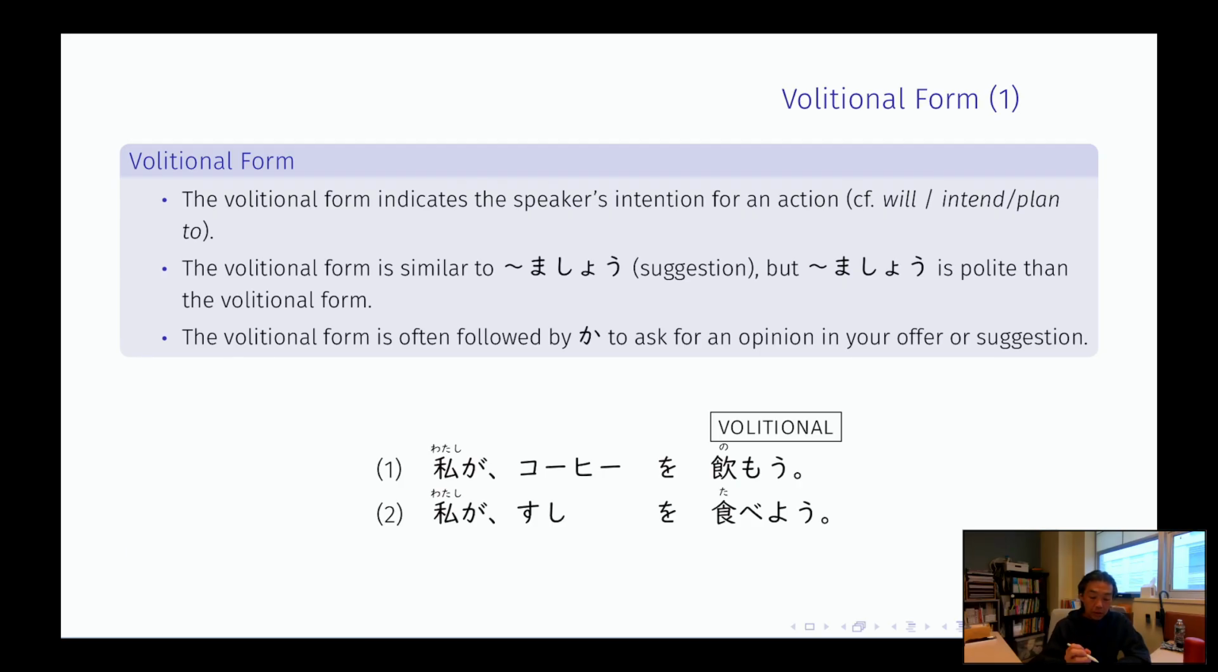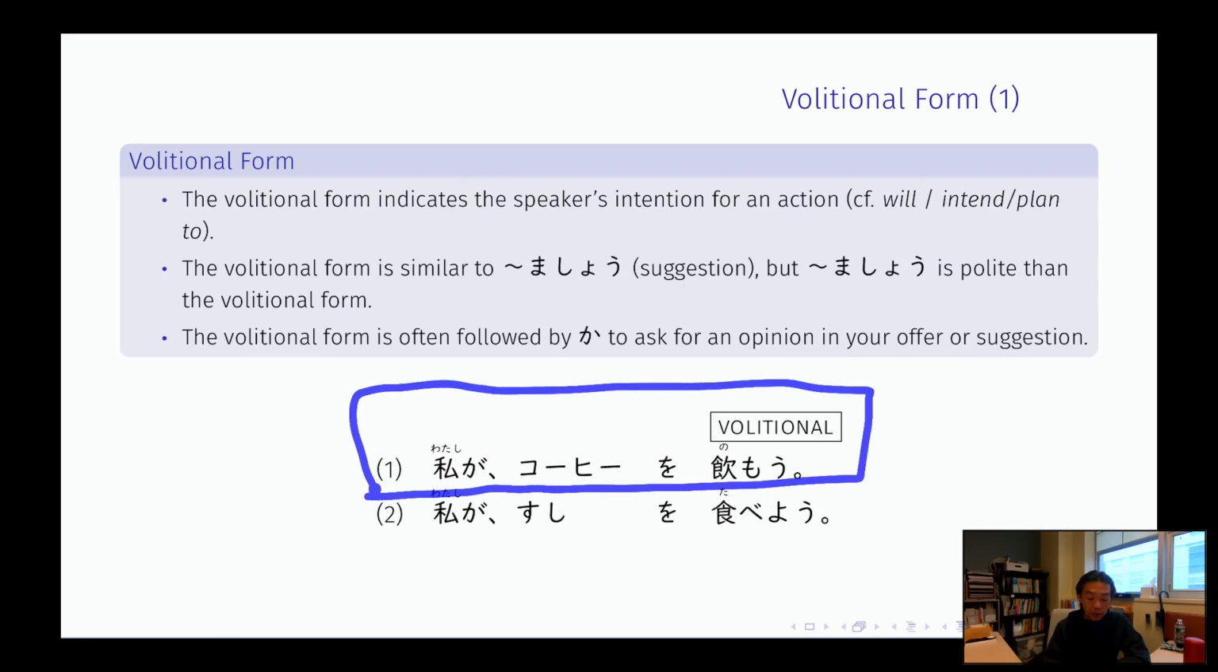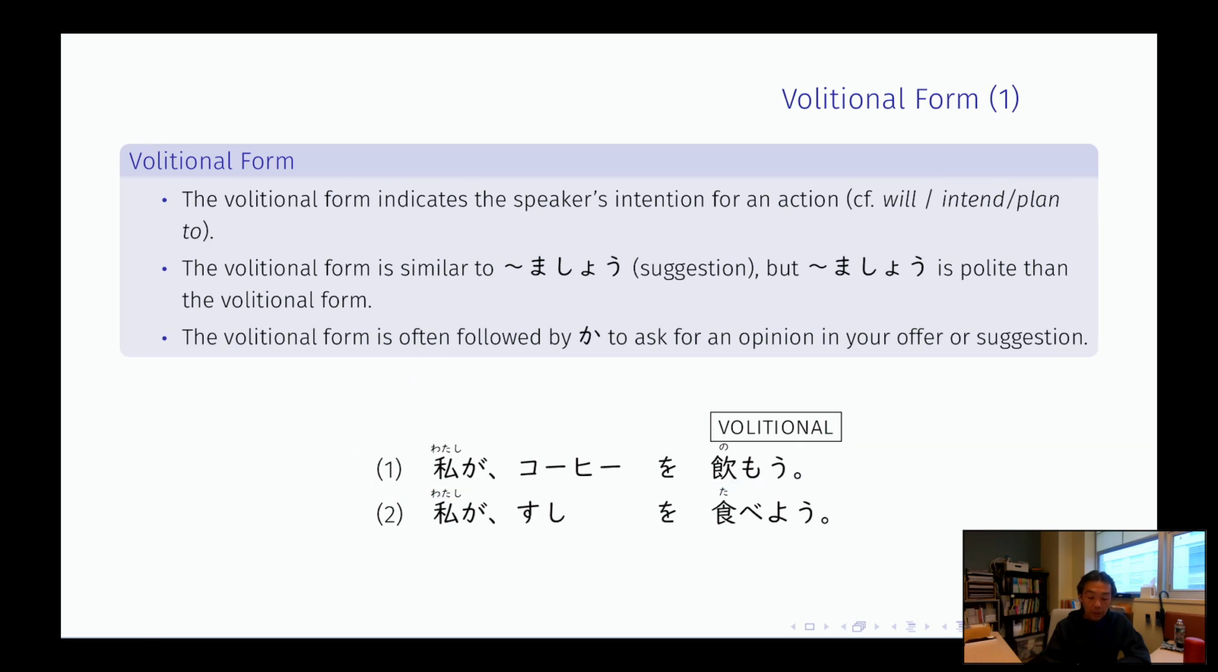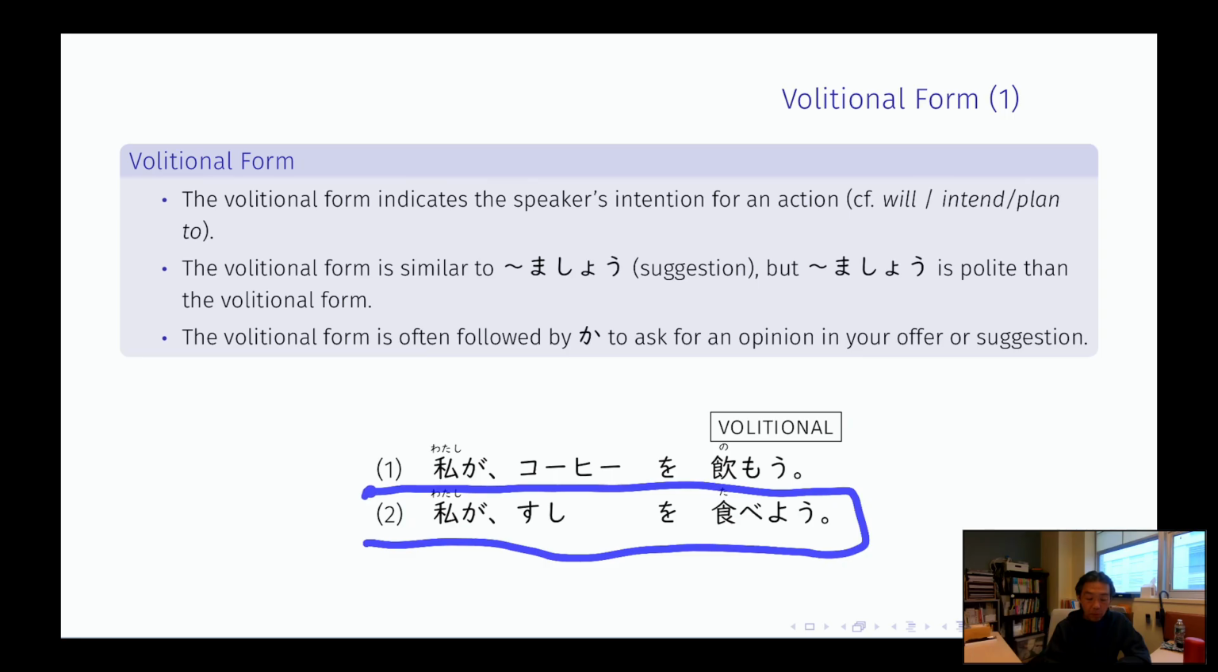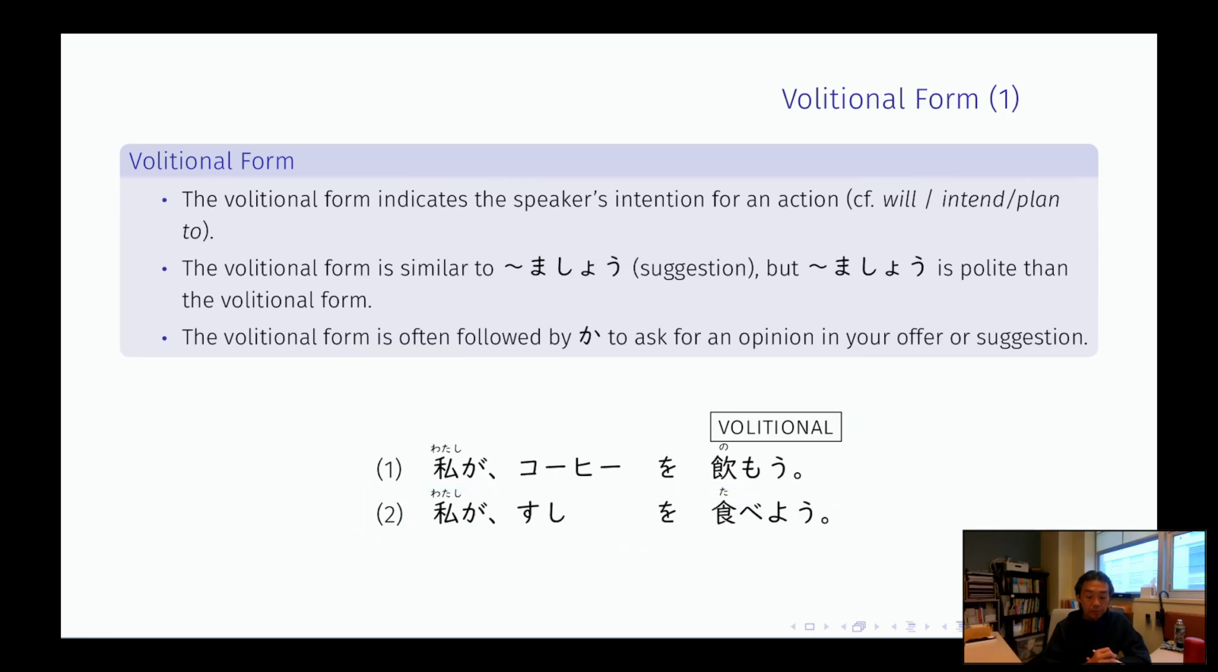Okay, so let's start with the example. 私がコーヒーを飲もう。So this is the volitional form. This means I will, or I intend to drink coffee. 私が寿司を食べよう。Again, this is the volitional form, so this means I intend to eat sushi.